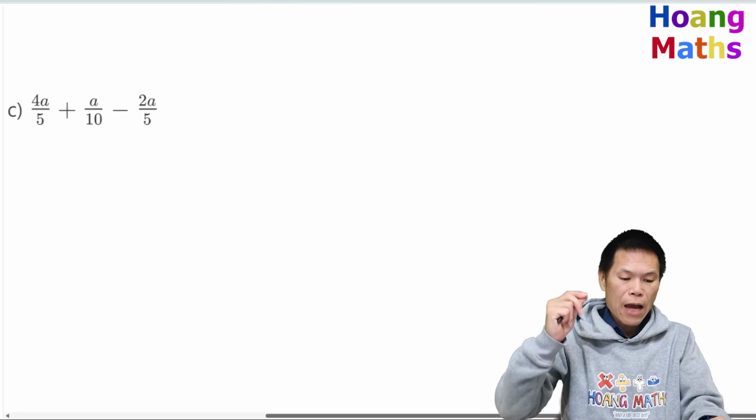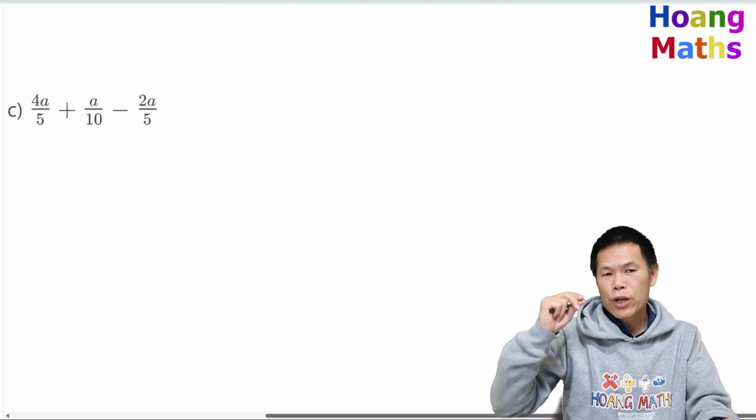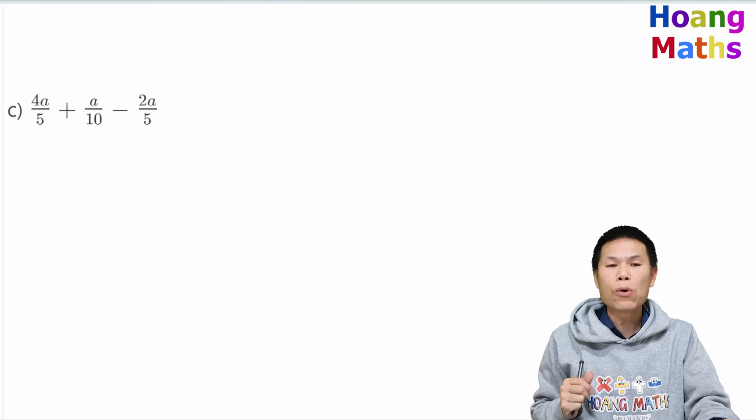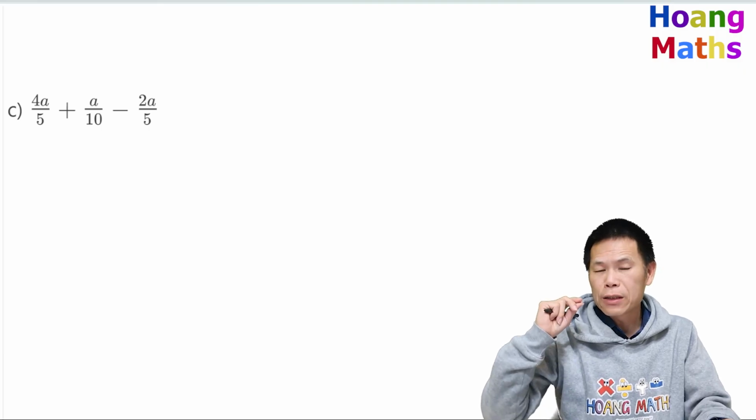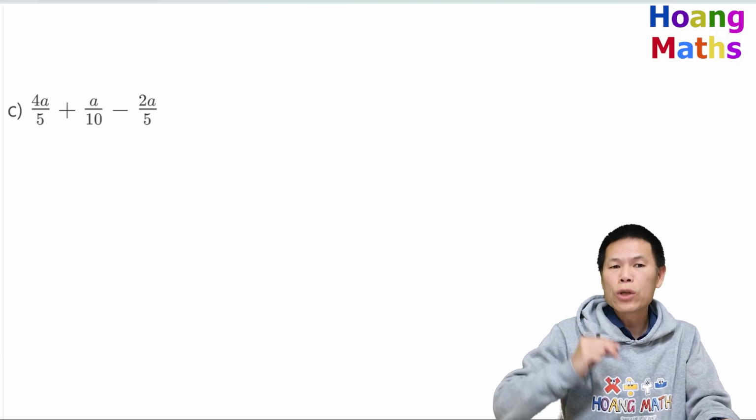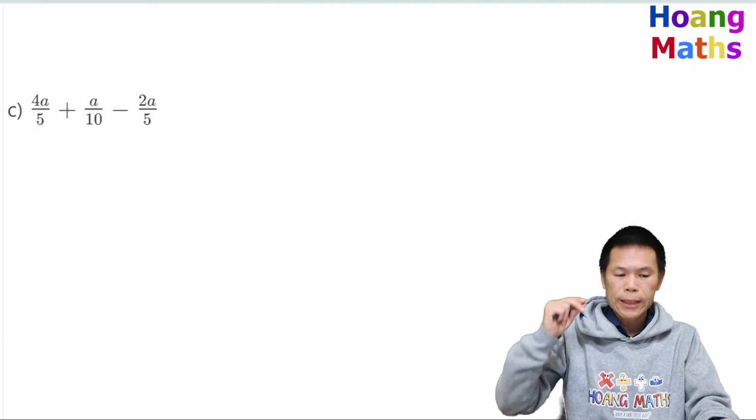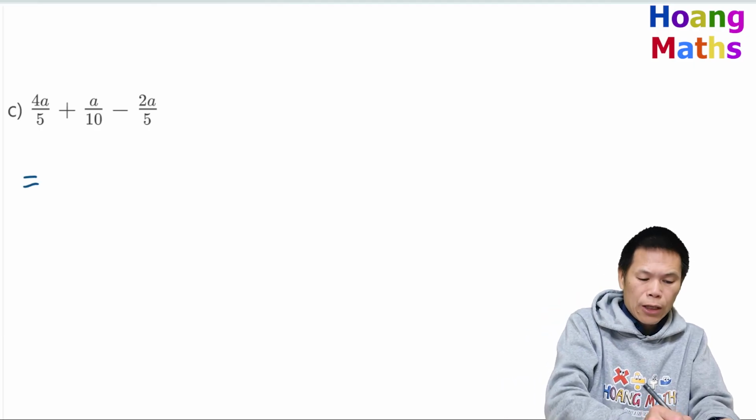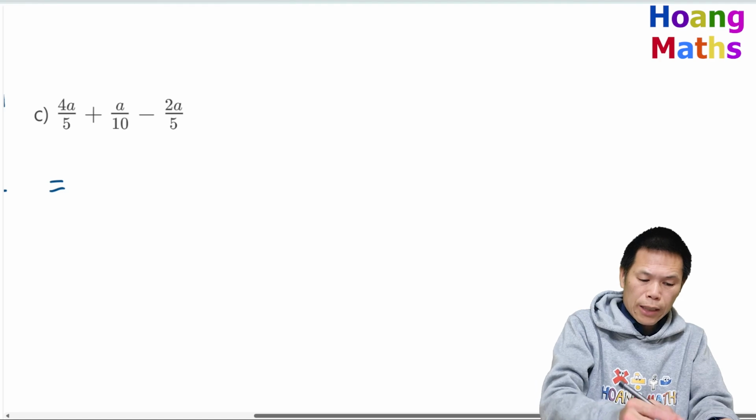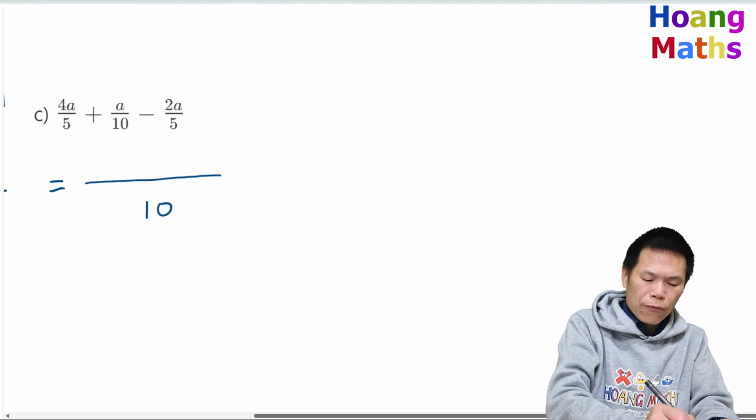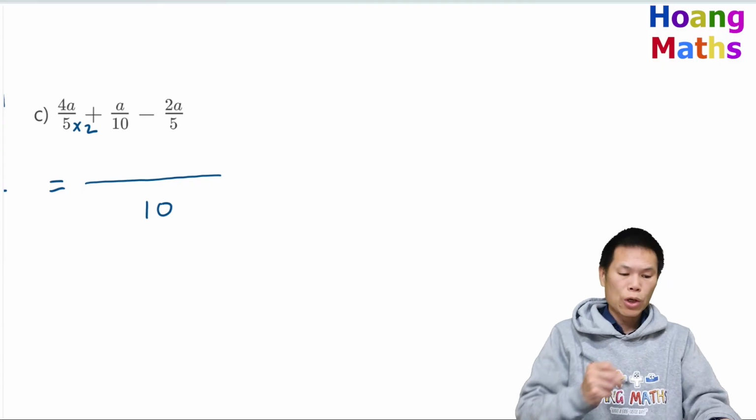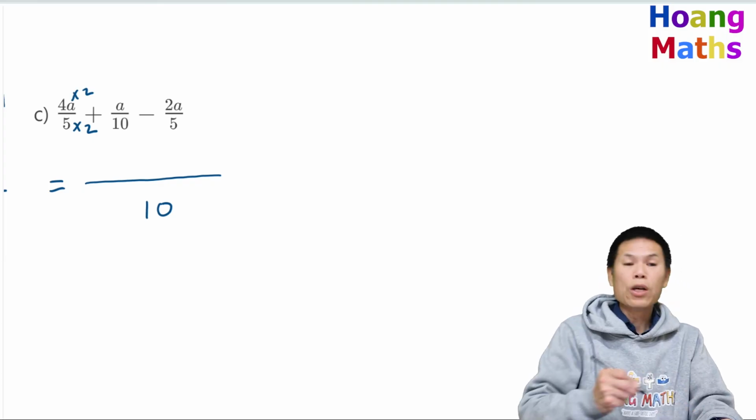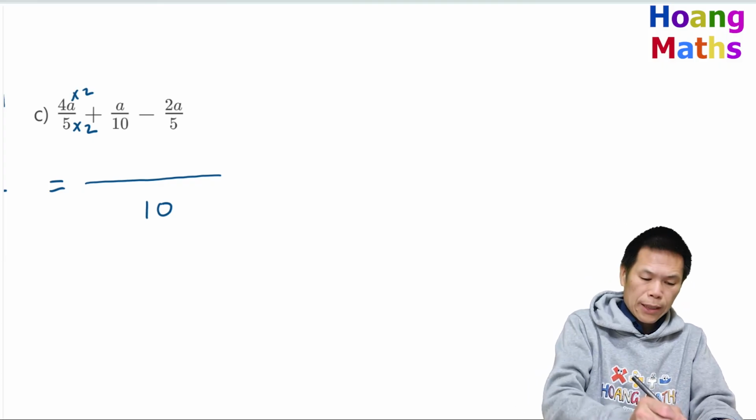So we have 5, 10, and 5. So we know that the lowest common multiple of 5, 10, 5 is 10. So therefore, the lowest common denominator is 10. So let me write this down. So that is equal to 10. To get 5 to 10, I times 2. So the top times 2. So 4 times 2 is 8.